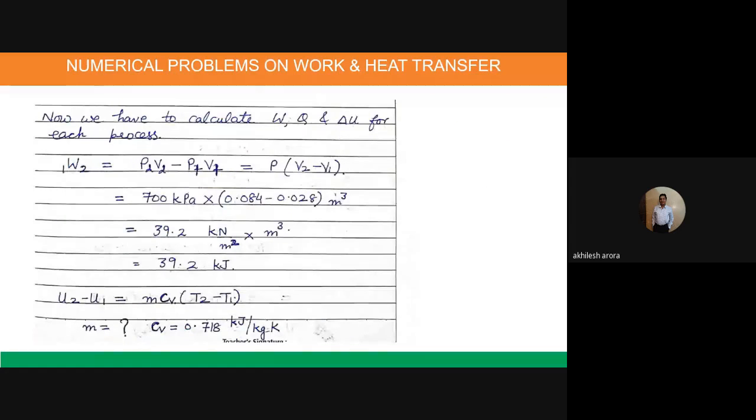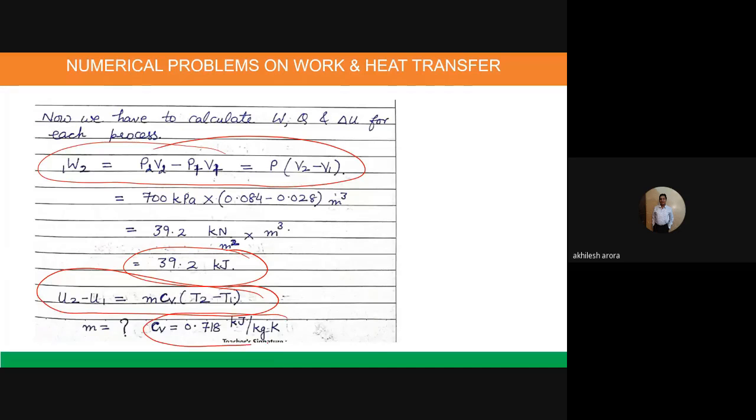Next, everything is very simple. We know about the processes, we know about the various equations. If it is a constant pressure process, you know how to calculate the work. This is the equation of the work. All the values are known to you. You can calculate the work. The temperatures are known to you. You can calculate U2 minus U1. The only thing is you need to know the value of CV, which is 0.718.